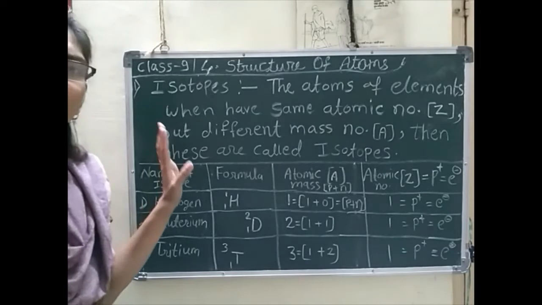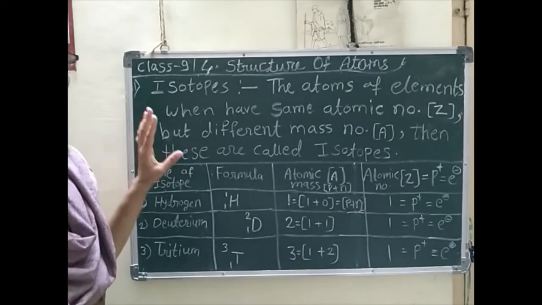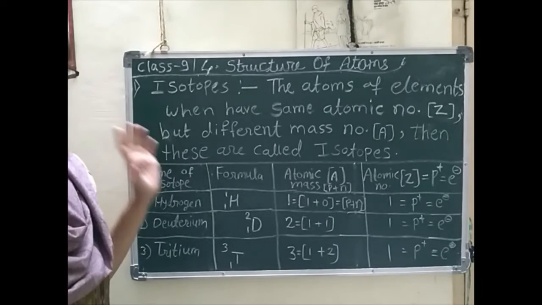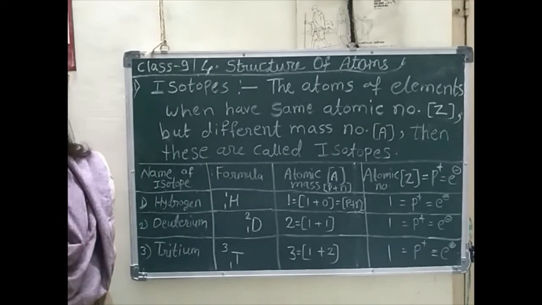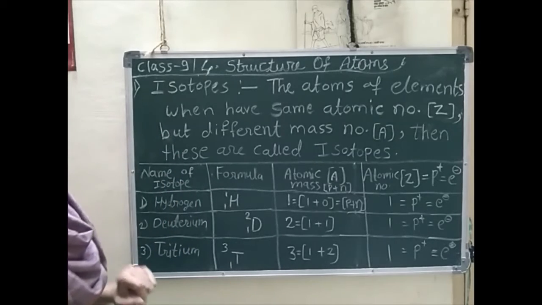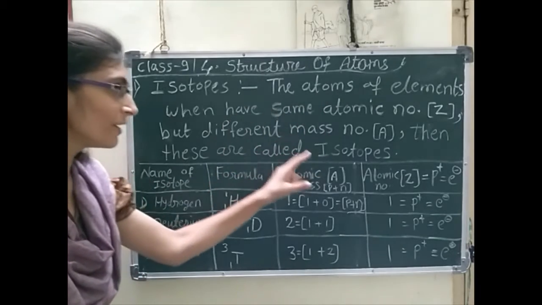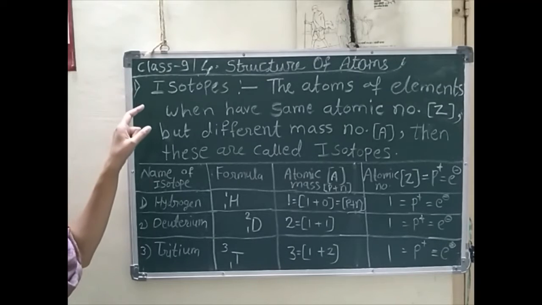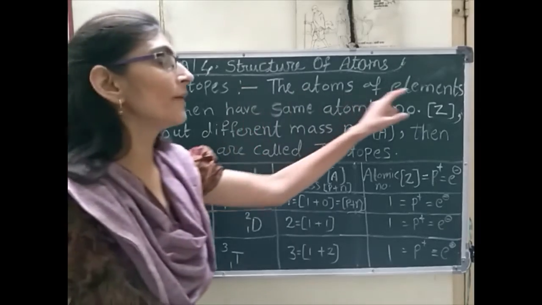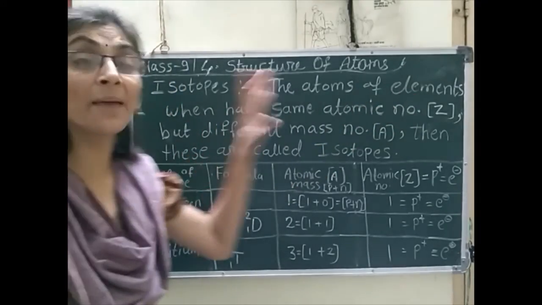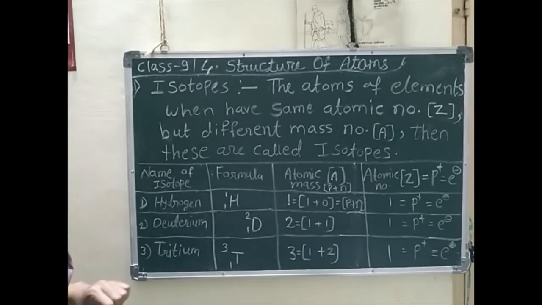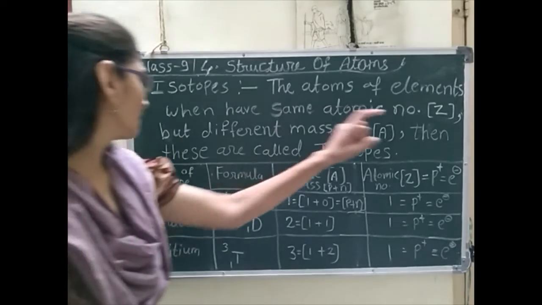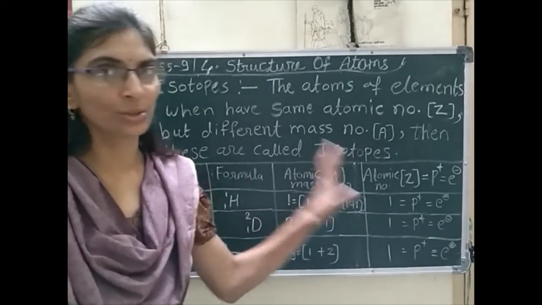So here in this lecture we will cover the topic of isotopes, that is, what is meant by isotope, that we will learn here. After that, what is meant by isobar, that also we will learn. So first write down this definition. What is meant by isotope? So we will see what is meant by isotopes. Isotopes are the atoms of elements that have the same atomic number, but different mass number, then these are called isotopes.